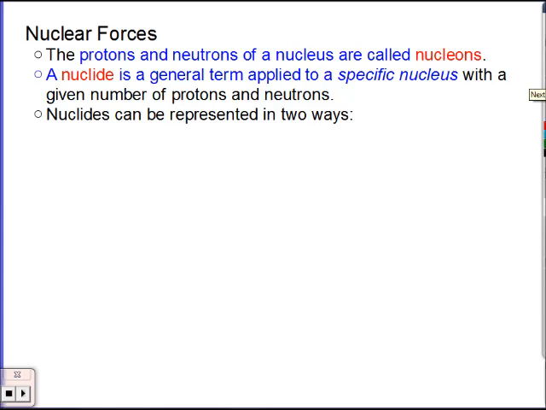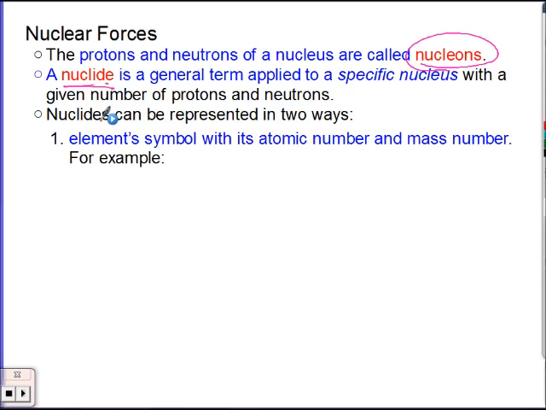So protons and neutrons make up the nucleus of an atom. We call these by a special word now: nucleons. A nucleon basically is any particle that is in the nucleus. The nuclide, another vocabulary term, make sure you have these written down, is a special term that we use to talk about a specific nucleus with a specific given number of protons and neutrons.